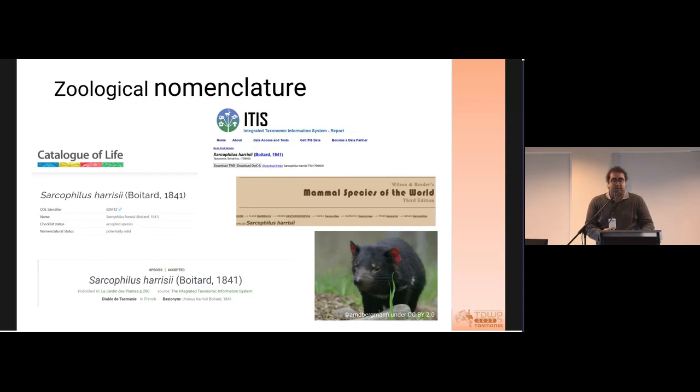Zoological nomenclature is very important, especially in databases, as names are still the best way of reaching information in these databases. Here, for example, the Tasmanian devil, whose scientific name is Sarcophilus harrisii. For anyone searching for information on that animal, using the scientific name is the quickest way to find it in databases.